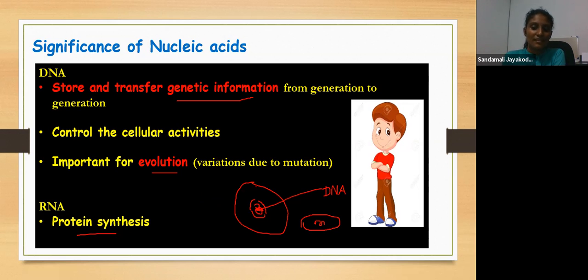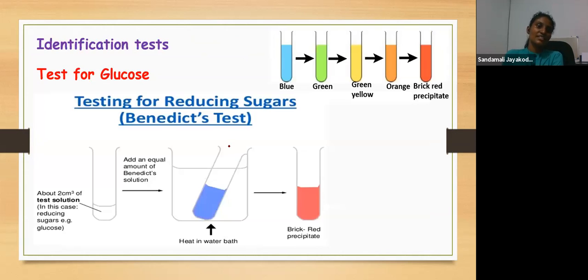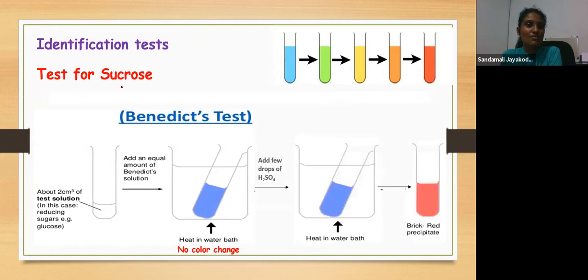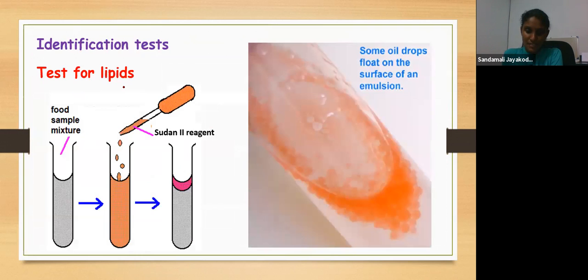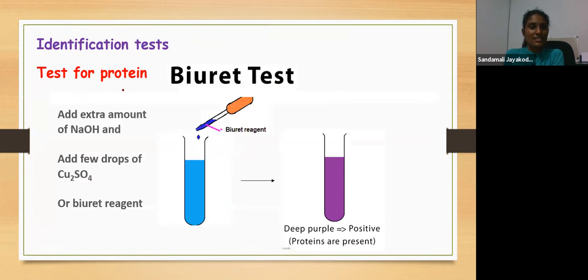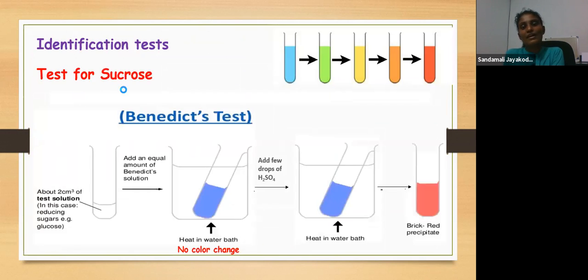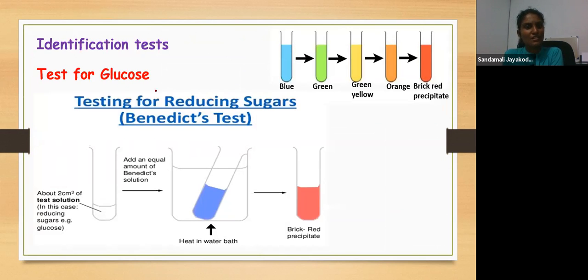But for nucleic acid there is no such test, but we have some identification tests for different organic molecules, different biological molecules. The first one is glucose. It's a carbohydrate. So we have different tests here: glucose and sucrose, starch, and then protein, and then lipids. We have to discuss these four tests to identify biological molecules.